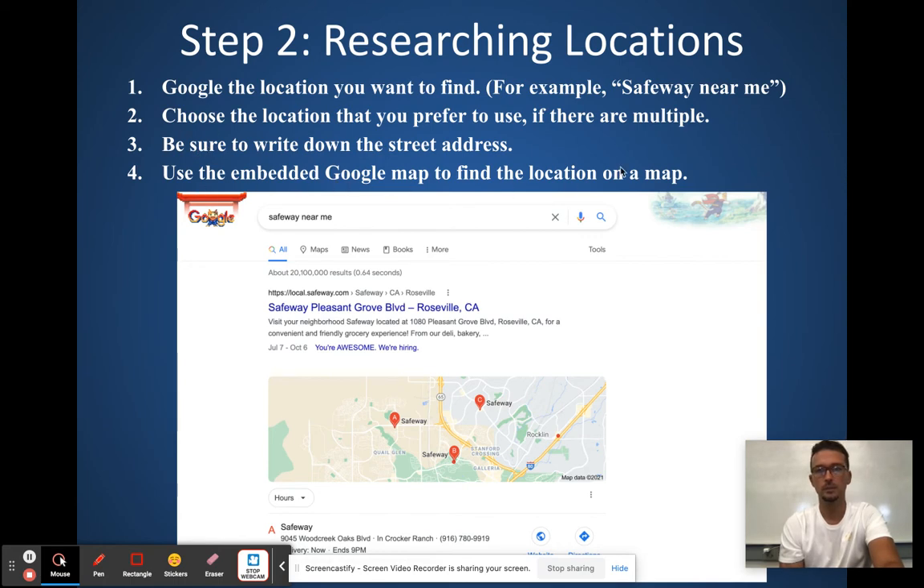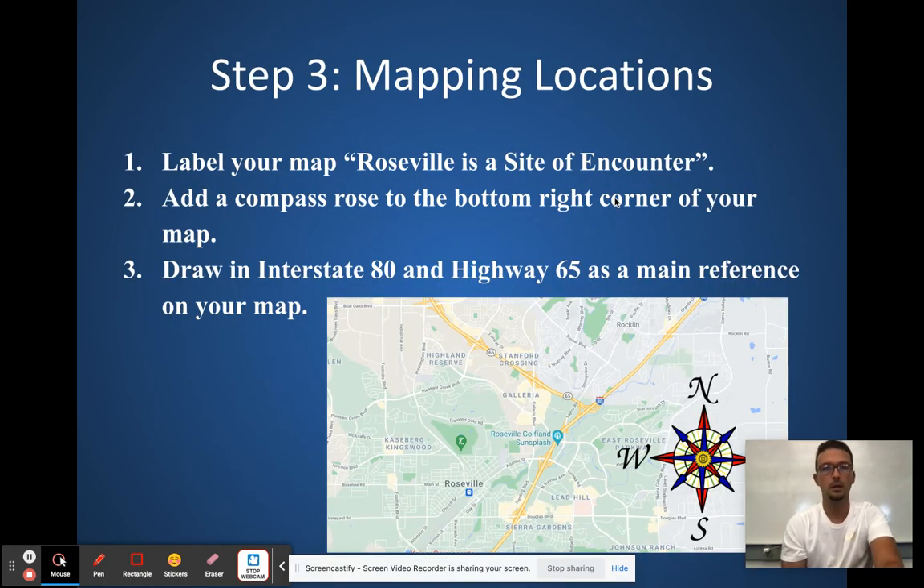Use the embedded Google map to find the location on the map. I already talked about that. All right, so then you're also going to want to label your map. Roseville is a site of encounter. I'd put that at the very top of your map. You're going to add a compass rose. It'll probably be a little smaller than this one here, but you definitely want to orient yourself in terms of north, south, west, and east. So I'd put a little compass rose down here.